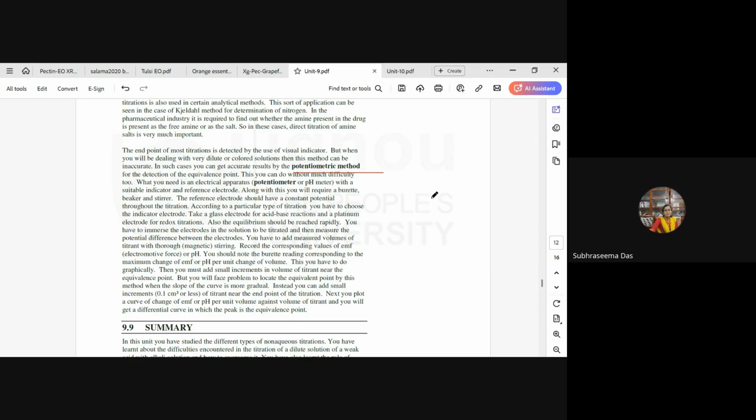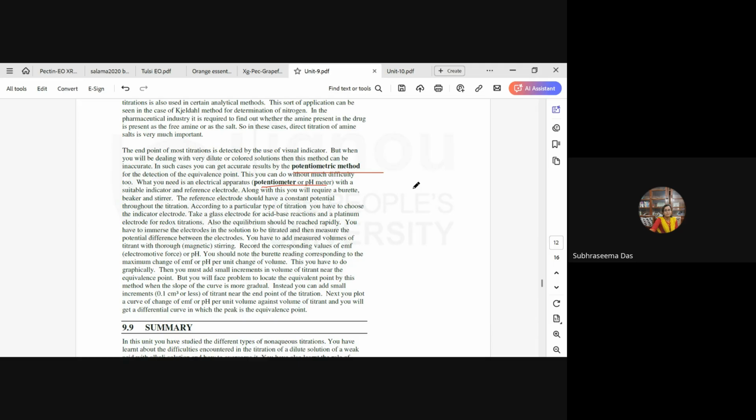So here we need an electrical apparatus, either a potentiometer or a pH meter, which can identify the endpoint of the titration. For this we need an indicator electrode and a reference electrode. Also we need a burette, a beaker, and a stirrer. The reference electrode should have a constant potential throughout the titration. According to the particular titration, we have to choose the indicator electrode depending on our need. Let us take a glass electrode for acid base reactions and a platinum electrode for redox reactions. So the choice of electrode lies as per our need.